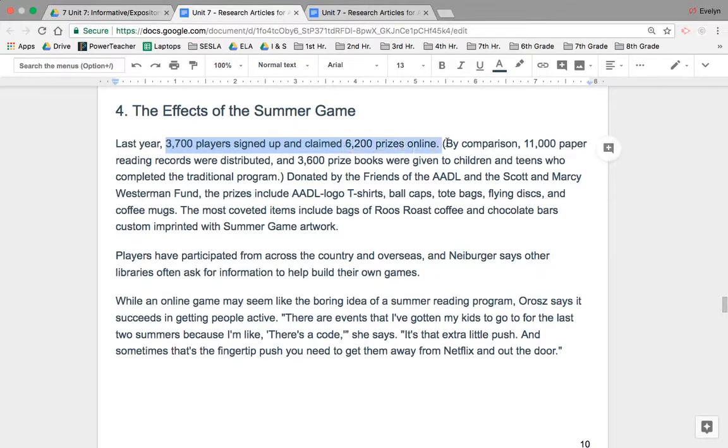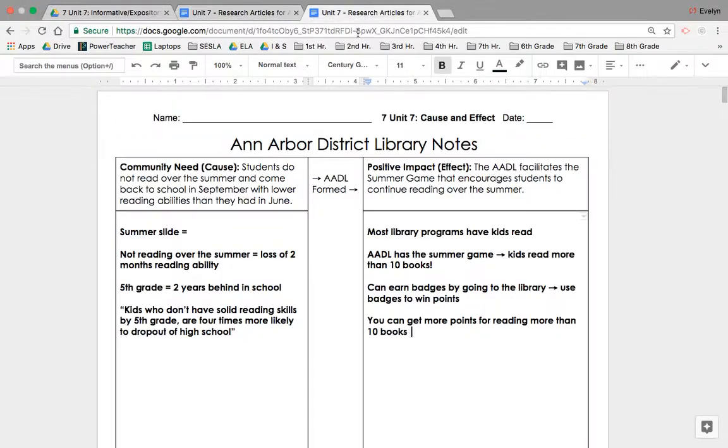I see a statistic here that I definitely want to include. 3,700 people were interested in playing the summer game. Those are people who are reading over the summer. So I might write that here. 3,700 people in Ann Arbor were playing the summer game to earn points.